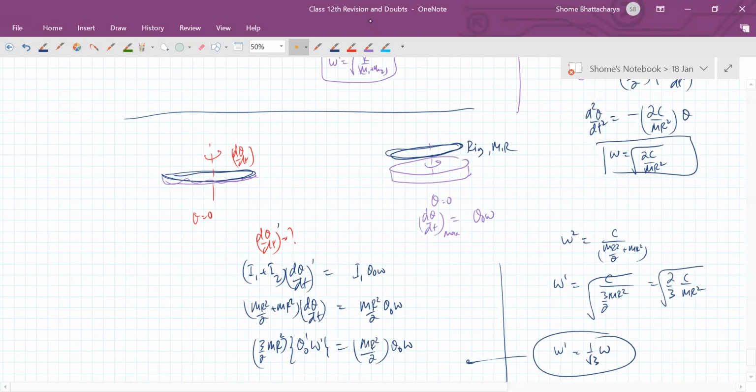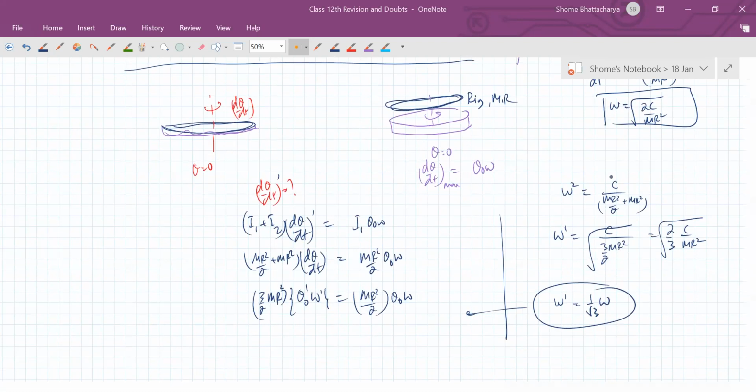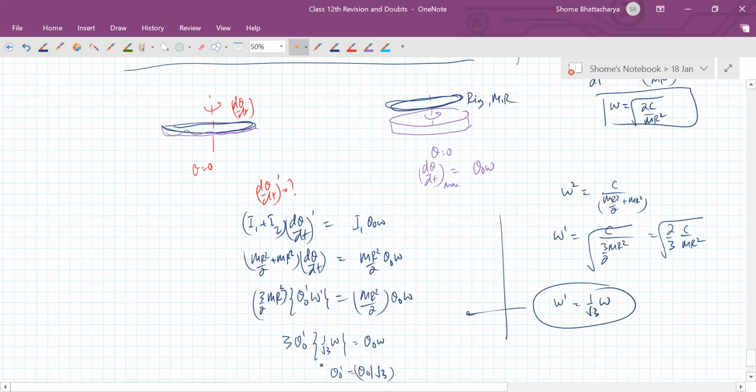Bhumik, you're following this, beta? Okay, so that's all we have to do. Now we have to substitute this. So 3 times theta naught prime into omega prime. Now omega prime is 1 by root 3 times omega, is equal to theta naught into omega. So your new angular amplitude, according to my calculation, as long as I've not made any mistake, it should be this.